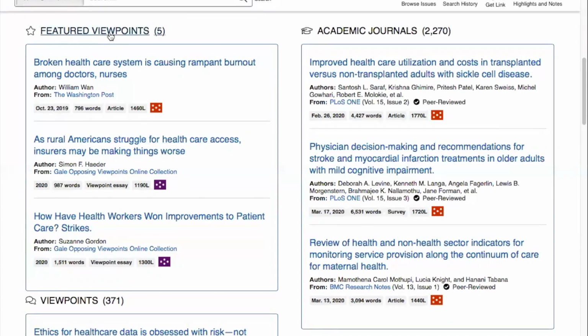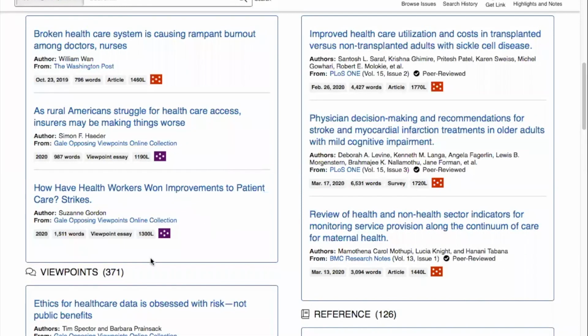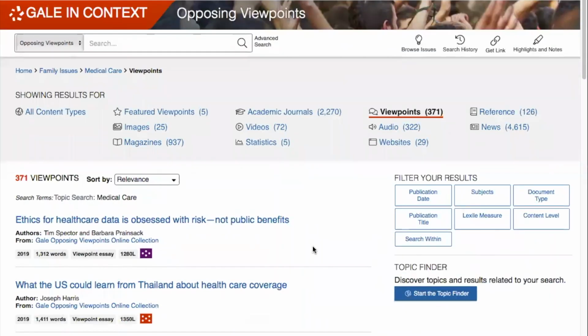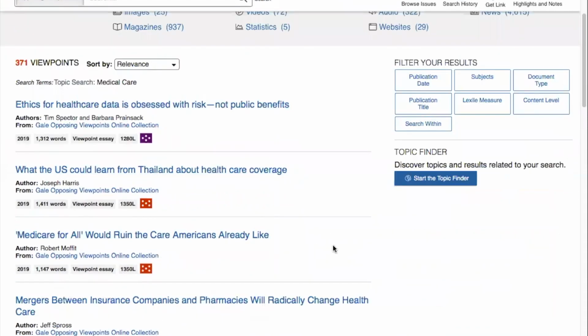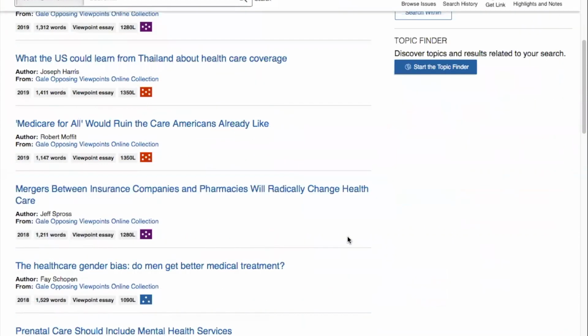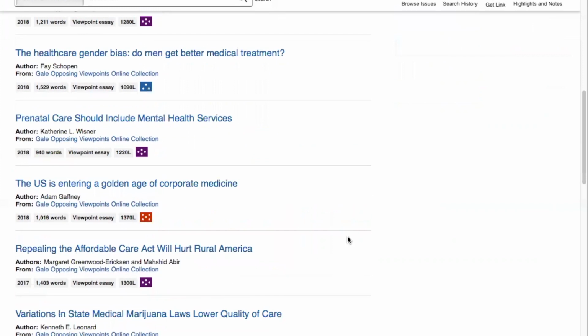Now, these are the featured viewpoints. So these are the top 5 that they sort of think represent the area. But if you want to look at all the viewpoints, you can click on this one. Ethics for healthcare data is obsessed with risk, not public benefits. Medicare for all would ruin the care Americans already like. And a lot of these, if you keep looking, there'll be an opposite one. So if this one here, Medicare for all would ruin the care Americans already like, there's probably another one here that says Medicare for all would improve the care Americans already have. So you can look to find the other one.